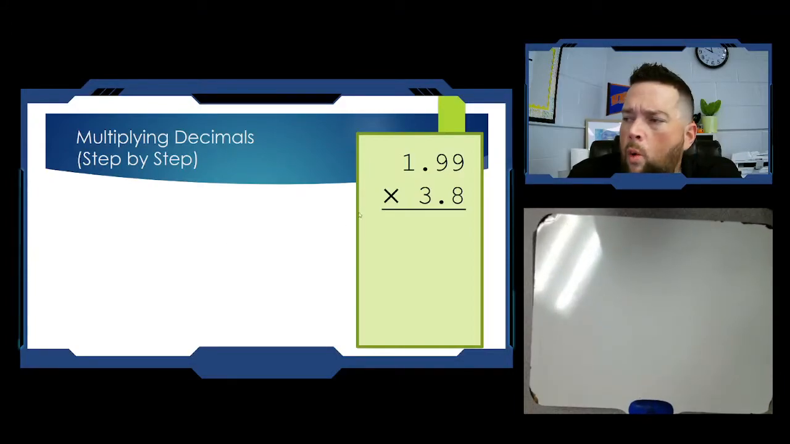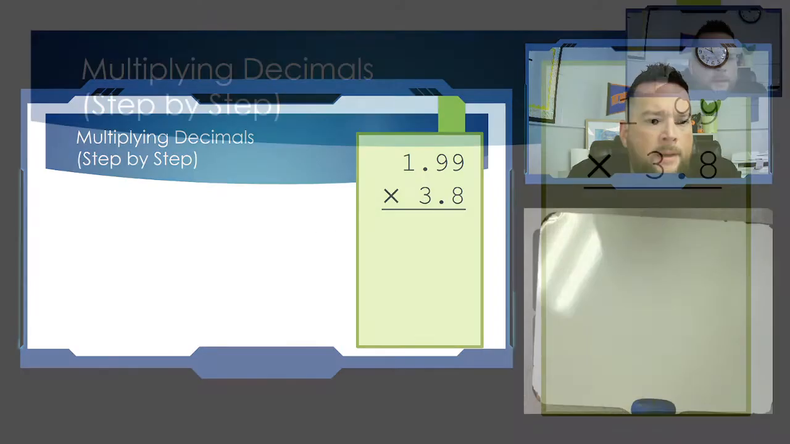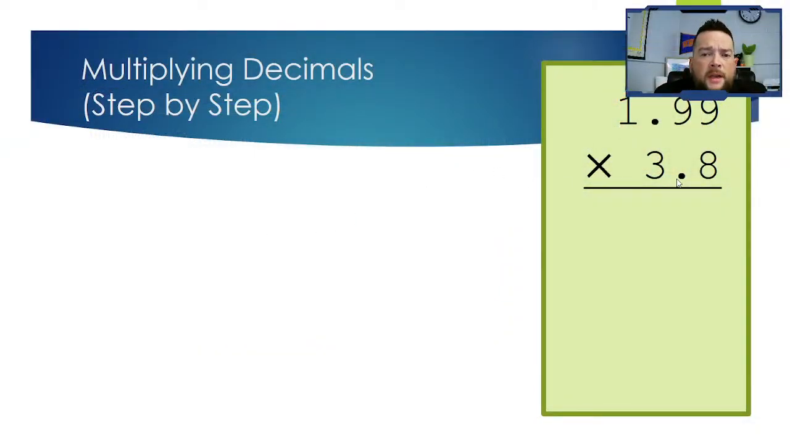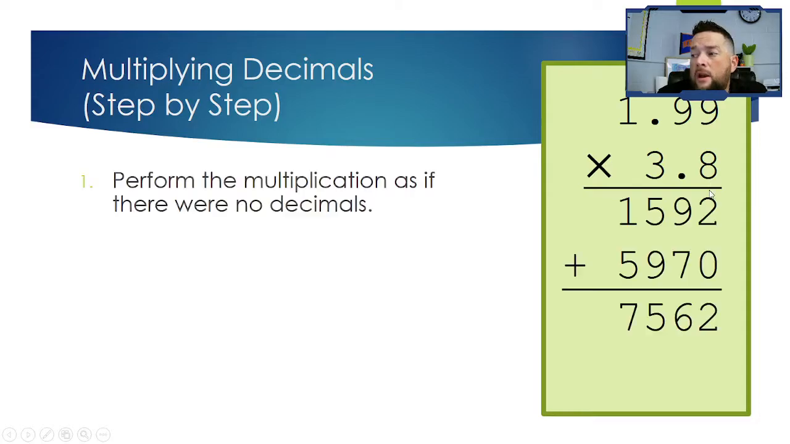We've got 1.99 times 3.8. With multiplication of decimals, you don't have to worry about the decimals at the beginning. So you don't have to line them up like you do with addition and subtraction. All you're going to do is multiply the numbers like normal. Pretend like there's not even a decimal in the problem, and just multiply the numbers.